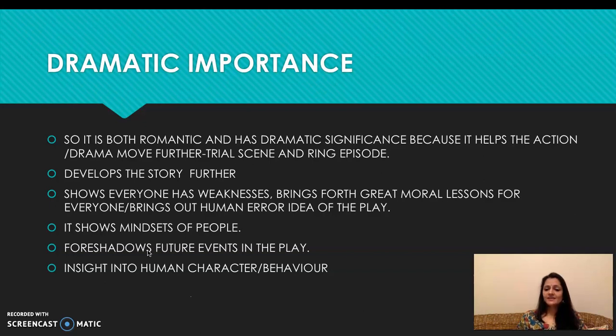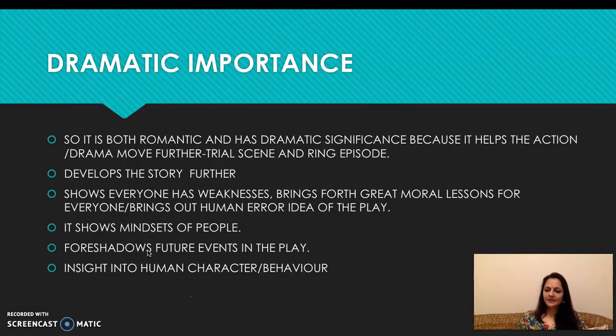It shows everyone has weaknesses. This scene brings forth great moral lessons for everyone, brings out the human error idea of the play. Everyone makes mistakes in how suitors make their choices. This is a very important study into human understanding, human behavior, human nature. So that is why it is very important. It shows mindsets of people. Again, we can say that looking at the mindsets of the suitors, it foreshadows future events in the play, and it presents a wonderful insight into human character or human behavior. So that is why this scene becomes important.